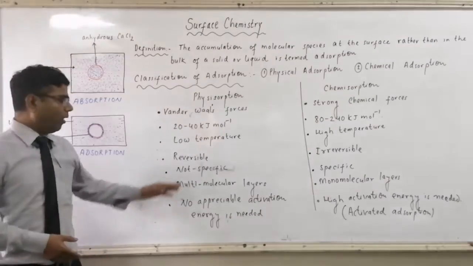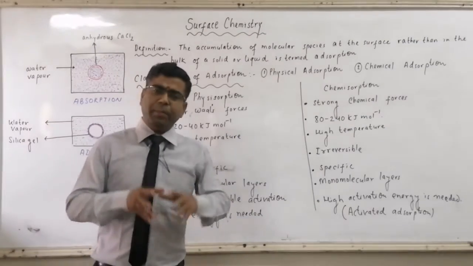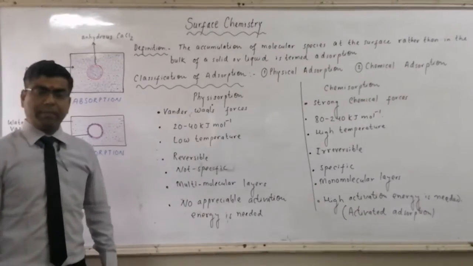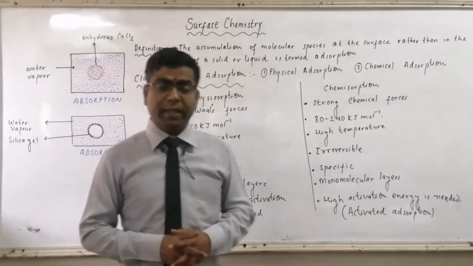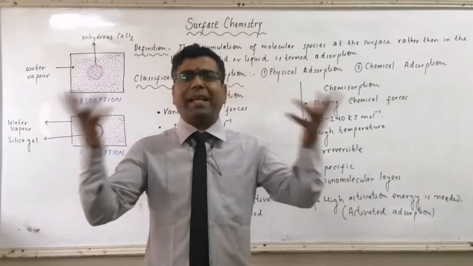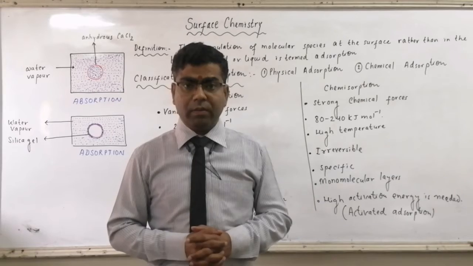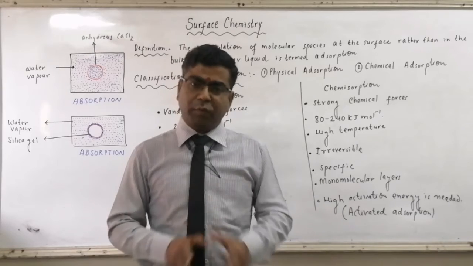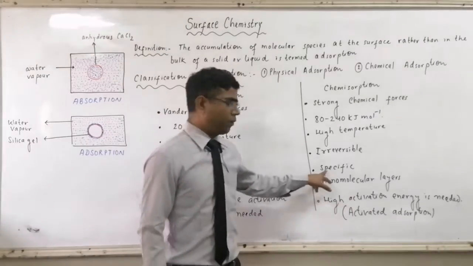Then comes the next one, non-specific. Weak forces of attraction can be developed between any two species. That's why it is not specific. A strong force of attraction always takes place between particular species. We cannot select any species for a strong chemical bond. So here adsorbate and adsorbent will be specific. Between specific species only, strong forces can exist. So here it is very specific.